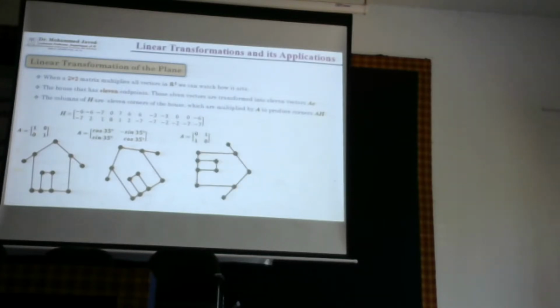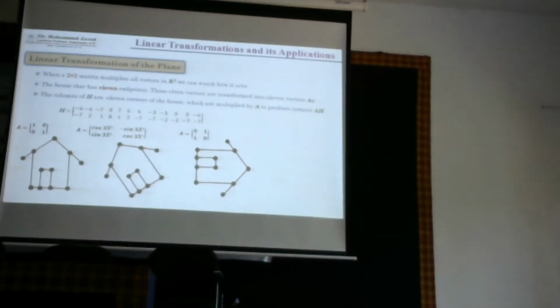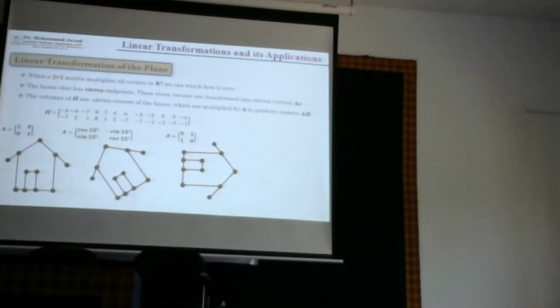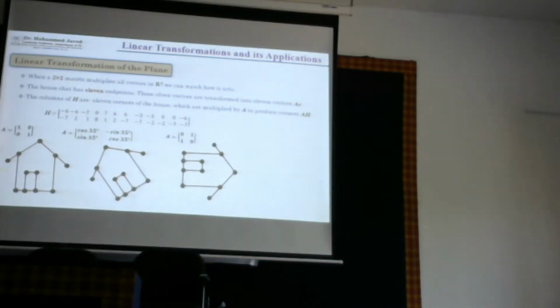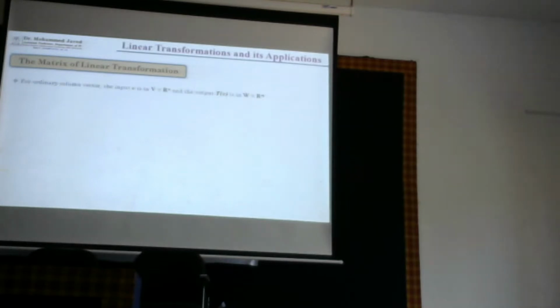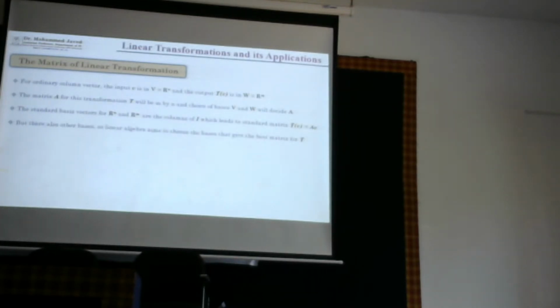Here is an example which I want to tell you. Suppose you take these points like this, and you have A like this. When you apply A, the transformation matrix, on this one, there is no change. Whereas cos 35, sin 35, minus sin 35, cos 35 will produce some kind of rotation. And this you can see will invert. So, the matrix of linear transformation.